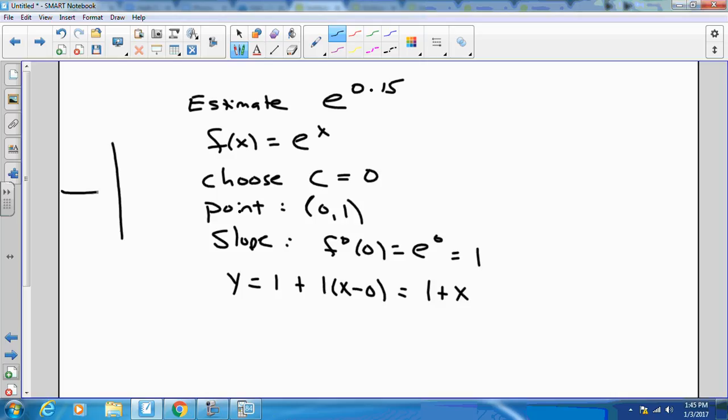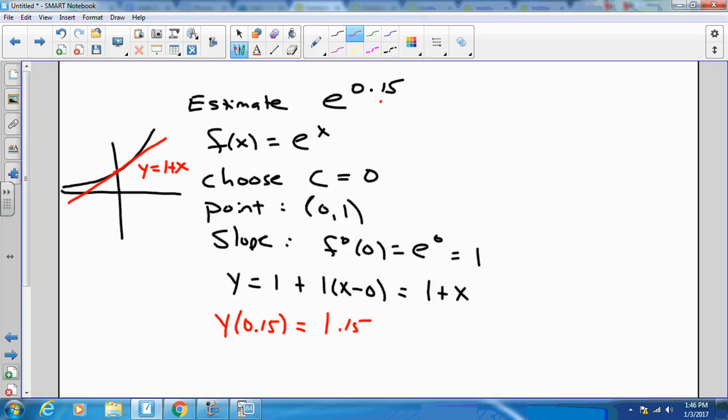This is an interesting tangent line. Of course, what it's saying is that here comes my curve y equals e to the x, and here comes the line y equals 1 plus x. And what I'm saying is that for x's that are close to 0, then 1 plus x is close enough to e to the x to provide an estimate of the value of e to the 0.15. Specifically, y at 0.15 is equal to 1 plus 0.15 or 1.15. And that's it.